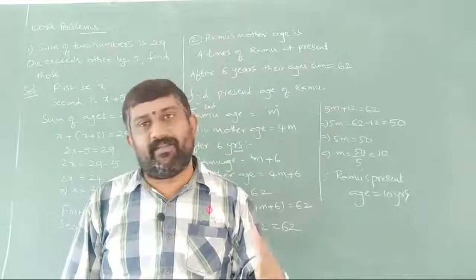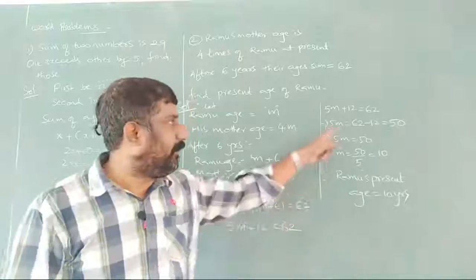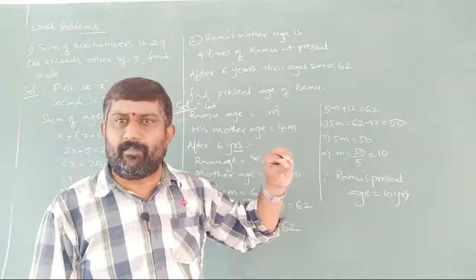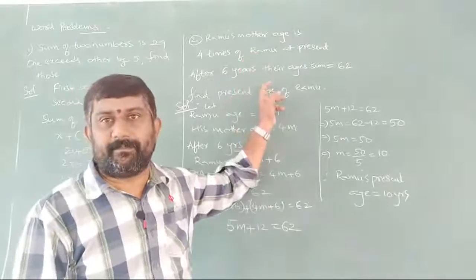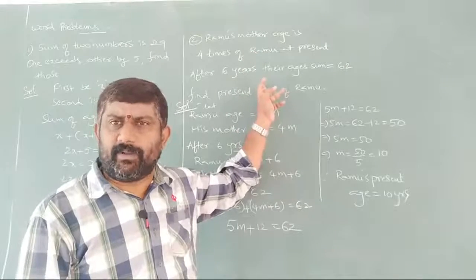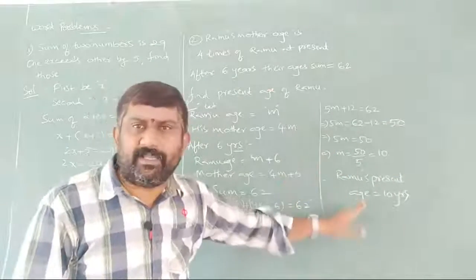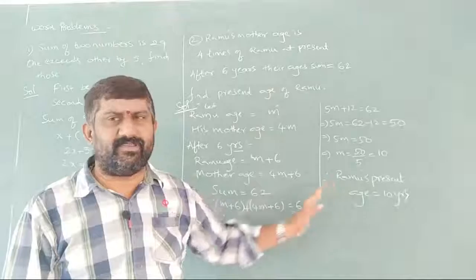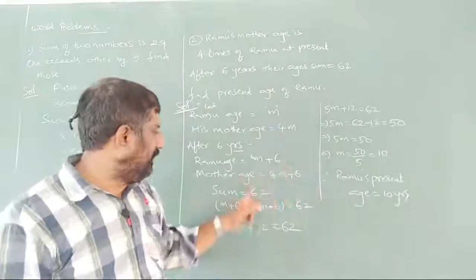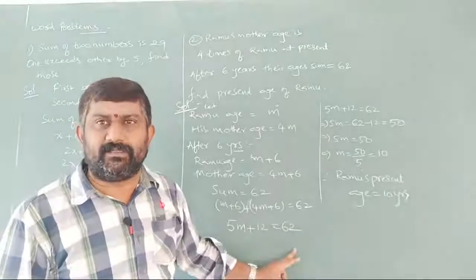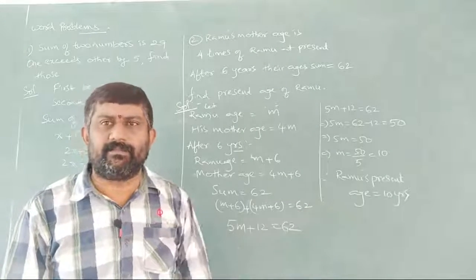So spend less time for solving, but spend a little more time reading the question. Whenever you understand the problem, the answer will come automatically. Of course, I am doing every step here, but in competitive exams these are not required. Simply after getting this, you can write 5m plus 12, 12 goes to that side, 50, 5 goes to that side, 50 by 5, 10. Simply.